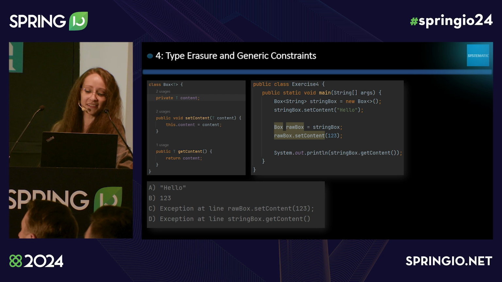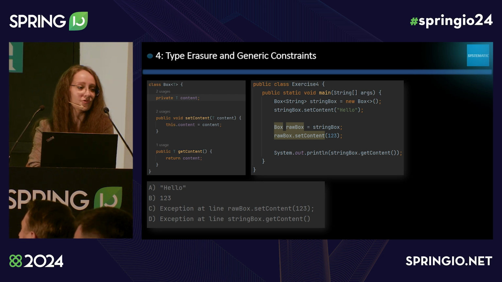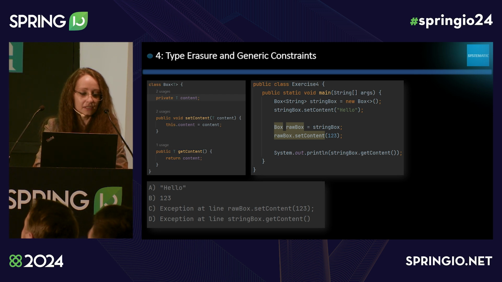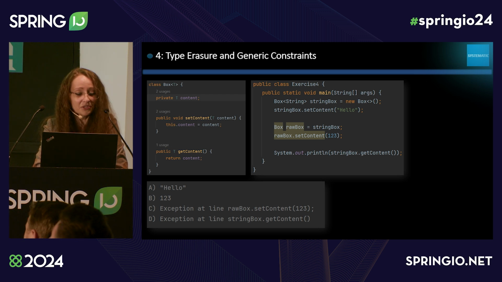And the next exercise demonstrates the use of generics in Java. We have there a box class, which is of type T. It has methods to set and get the content of our box. And in the main method, first of all, we have a string box defined with the content set to hello. And afterwards, we define another raw box, set it to that string box, and then we try to set the content to 123. So in this specific example, what do you think we will get when we run this code?